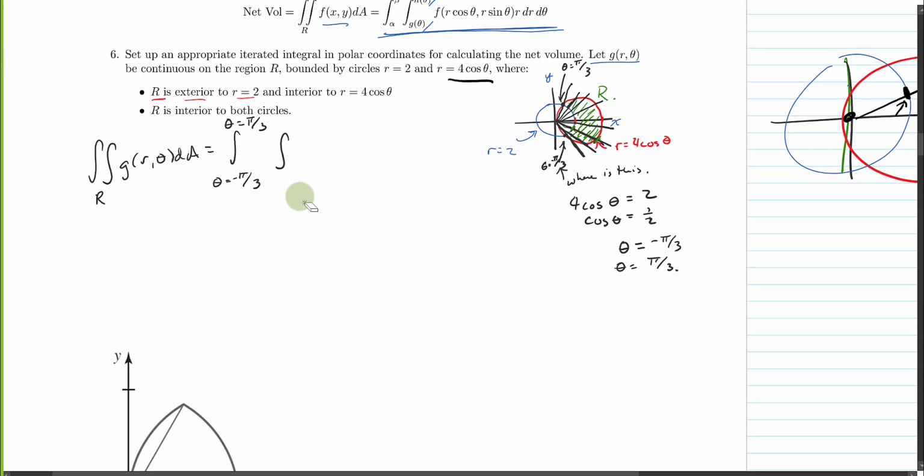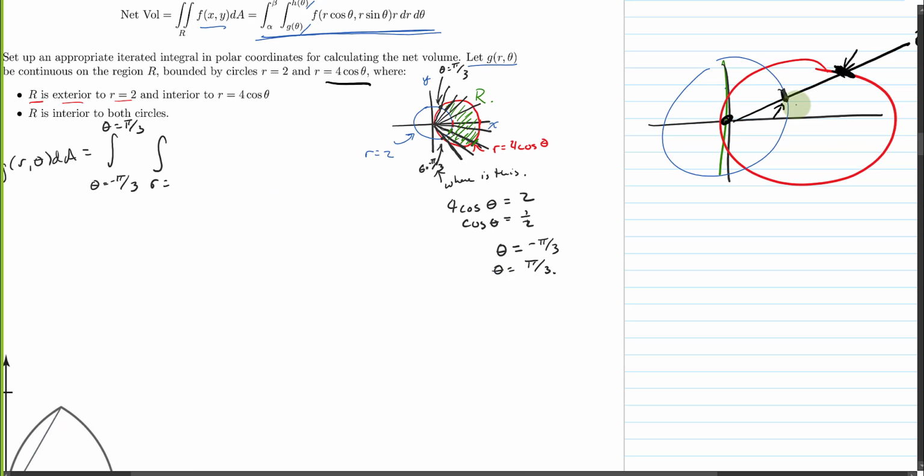Oops, and then that was r going from where did we first start entering that region? At r equals 2. And where did we exit that region? We exited at r equals 4 cosine theta. And then we've just got our g of r comma theta, and then times r dr d theta. So folks, absolutely make sure you've got that r dr d theta. That's the classic mistake for these types of problems.